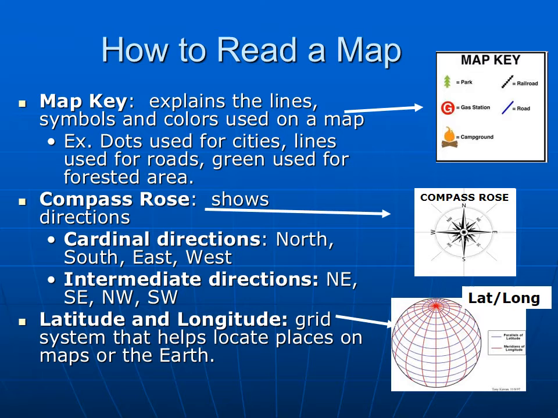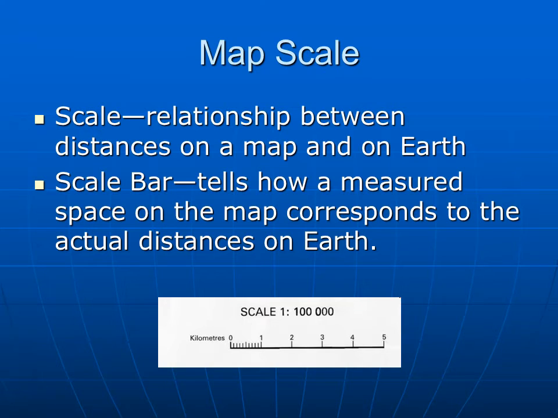Latitude and longitude is a grid system that helps locate places on maps or the Earth, which we're going to talk about in more detail now. Just kidding, we're going to talk about map scale first.